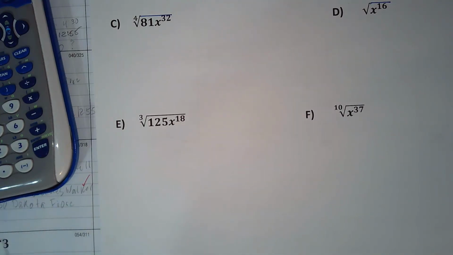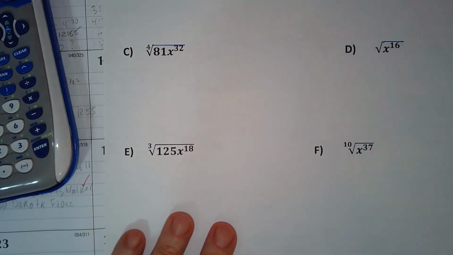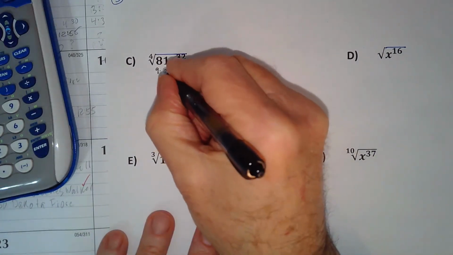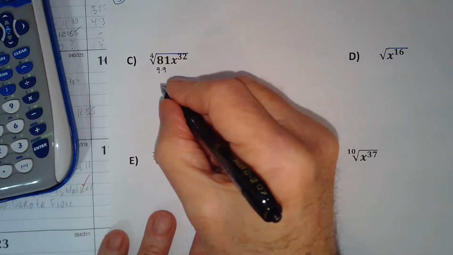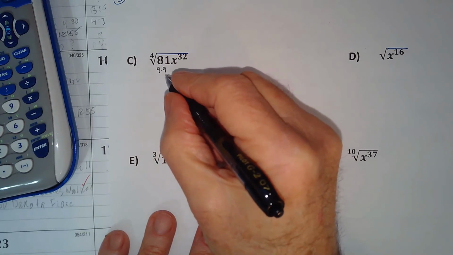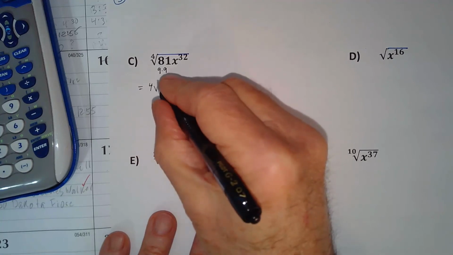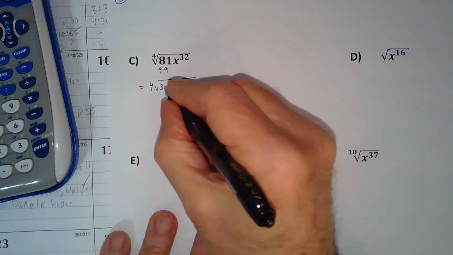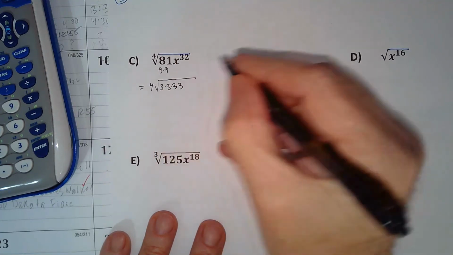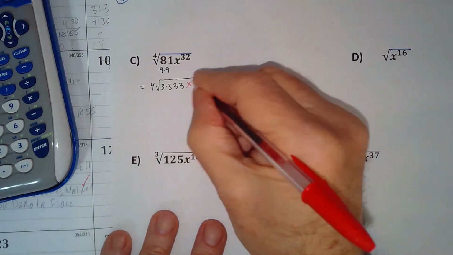So now we're doing the fourth root of 81. So that means we're taking out 4. And we already know that 81 is 9 times 9, which is going to break down into prime factors of 3 times 3 times 3 times 3. So we're going to rewrite this as the fourth root of 81x to the 32nd. We'll have 3 times 3 times 3 times 3. And then we got this x to the 32nd. Wow. X to the 32nd.